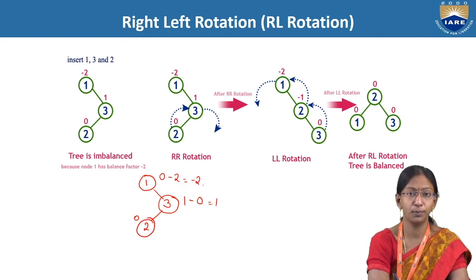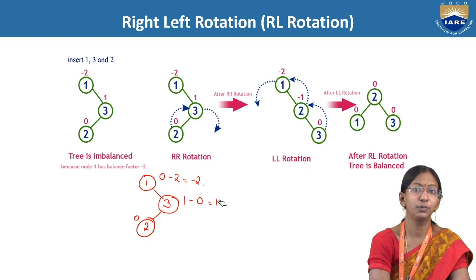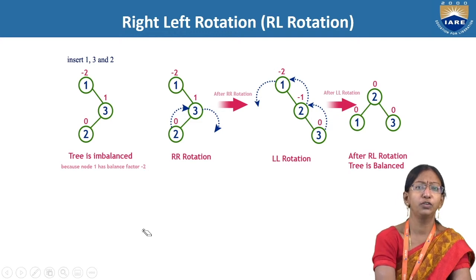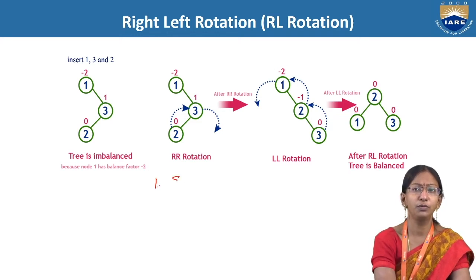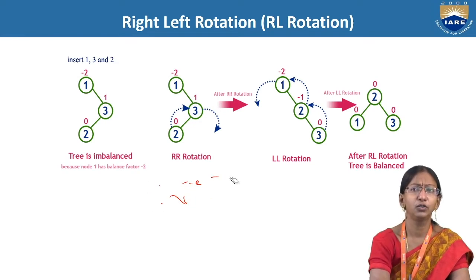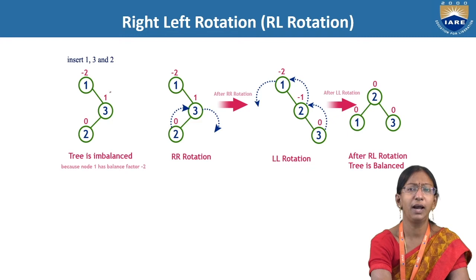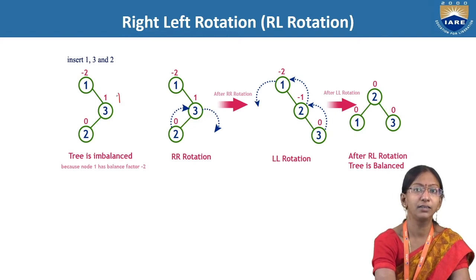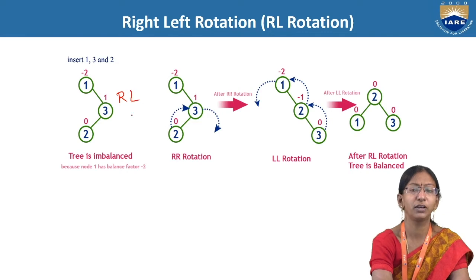Now the problem arises. 1 got violated with its balance factor. Because of what? As I told you, 2 points you need to keep in mind: the node which got affected and the node which was newly inserted. Because of the newly inserted one, it got affected. So let's check these two. Affected one is node 1 and the newly inserted is 2. Then let's build a relation between these two. Where was 2 inserted? In the right subtree as the left child.